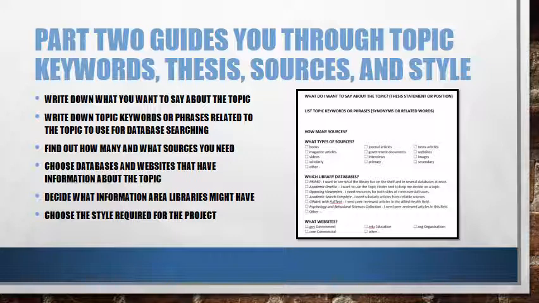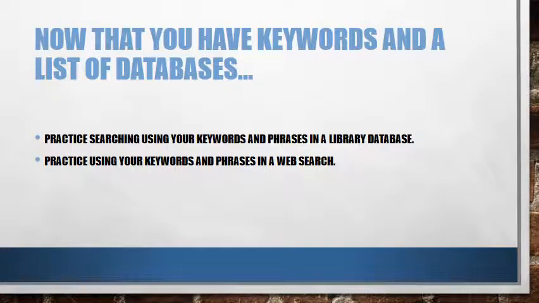Part 2 guides you through topic keywords, thesis, sources, and style. Write down what you want to say about the topic. Write down topic keywords or phrases related to the topic to use for database searching. Find out how many and what sources you need. Choose databases and websites that have information about the topic. Decide what information area libraries might have. Choose the style required for the project.